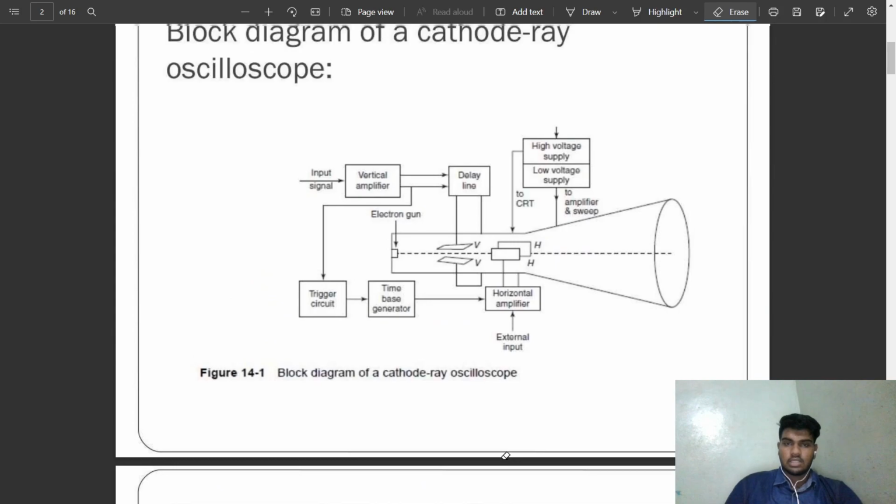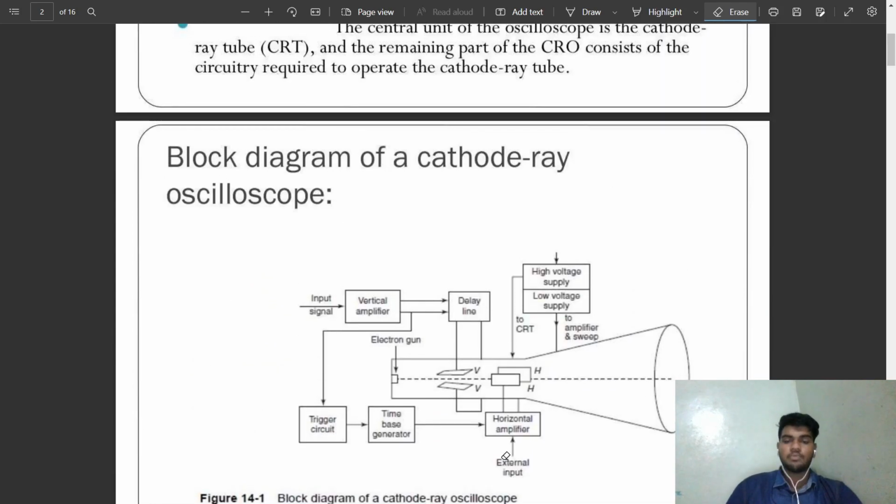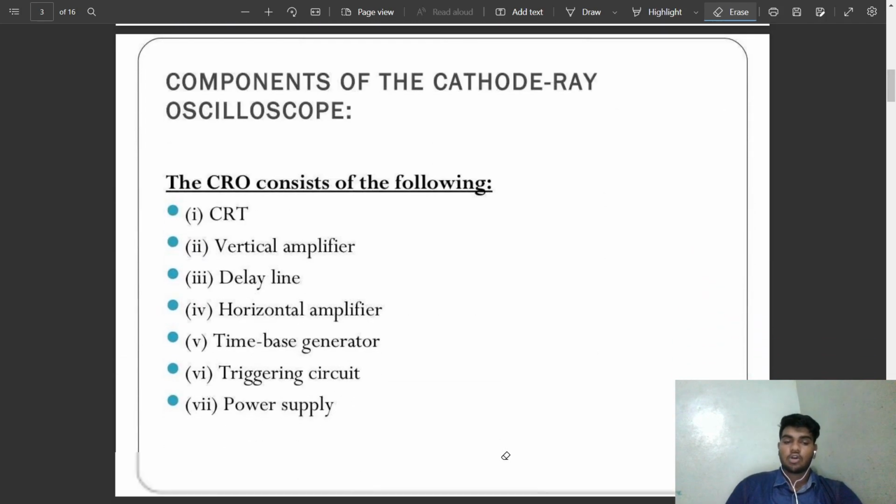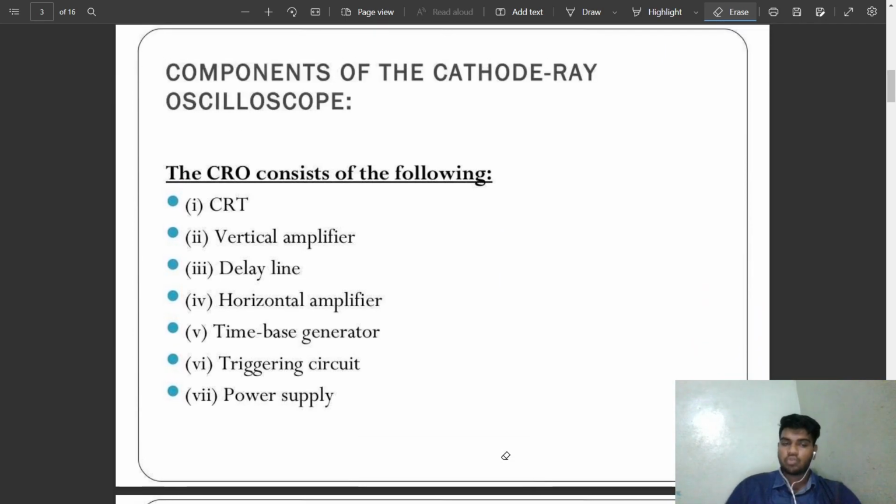Now, this is based on the cathode ray tube. Before getting into it, let us see the components of the cathode ray oscilloscope. The main component is the CRT, which is the cathode ray tube, and then a vertical amplifier, delay line, horizontal amplifier, time-base generator, trigger circuit, and power supply. Each of these components has a specific function, and combined they are called a cathode ray oscilloscope.